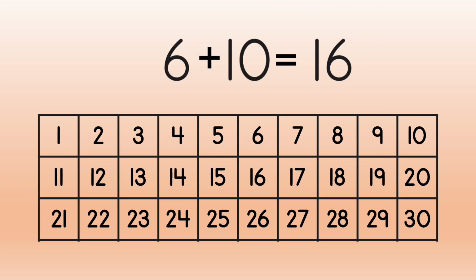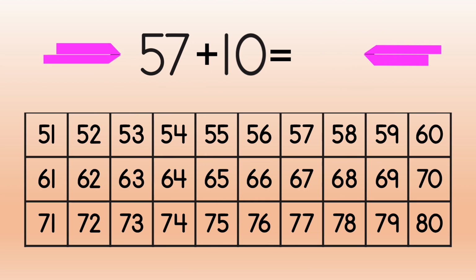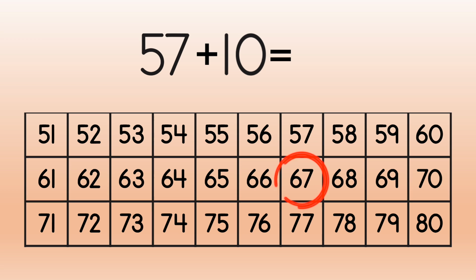And now our second number sentence. 57 plus 10 equals blank. We do the same thing. Find 57 on our hundreds chart. Drop down one block below. We land on 67. 57 plus 10 equals 67.